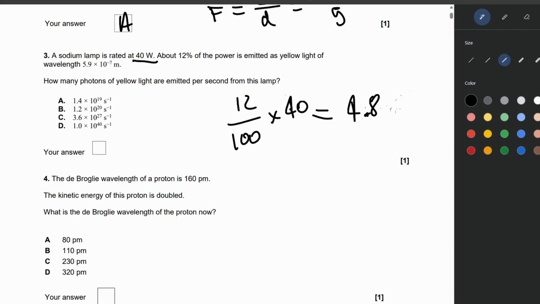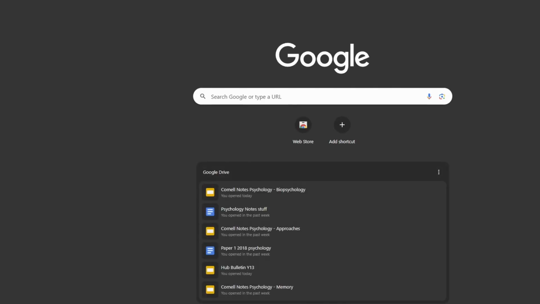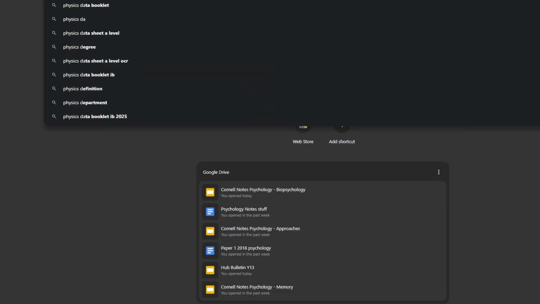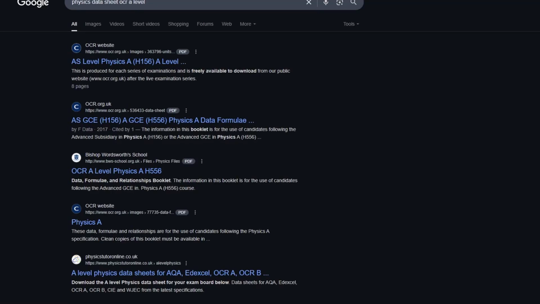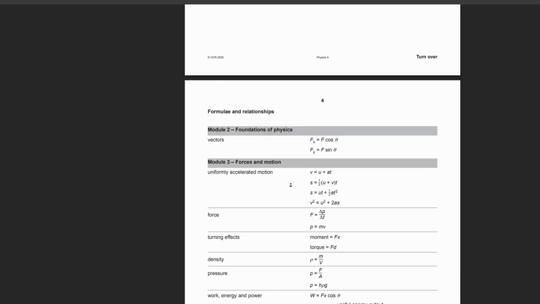Okay, so power equals, well, how many photons are there per second? So if there's power of 4.8 watts and a wavelength of 5.9 times 10 to the minus 7. Actually, let's get the equation sheet. It's probably really easy. I need to double check.